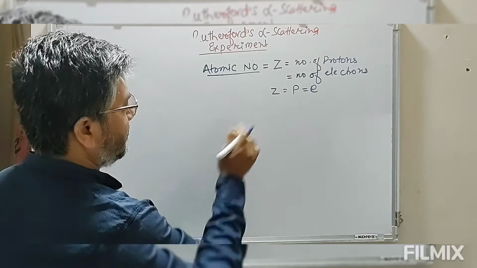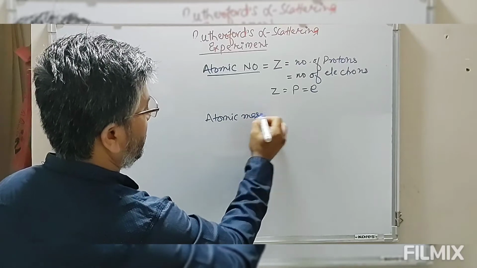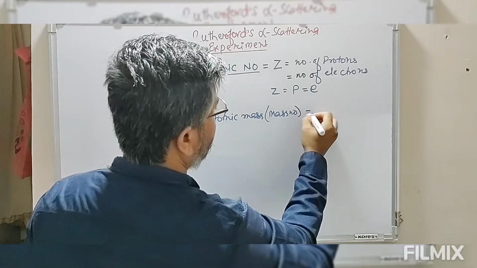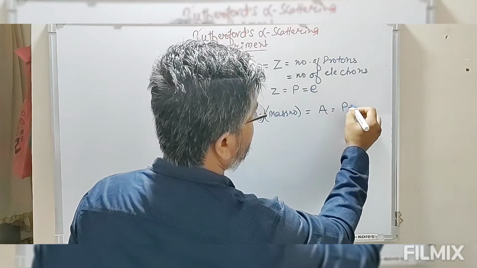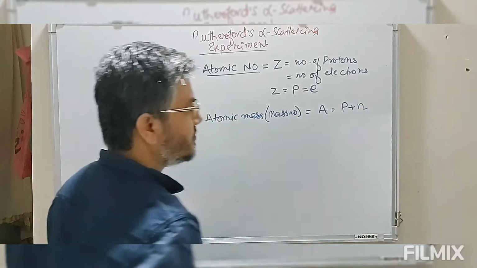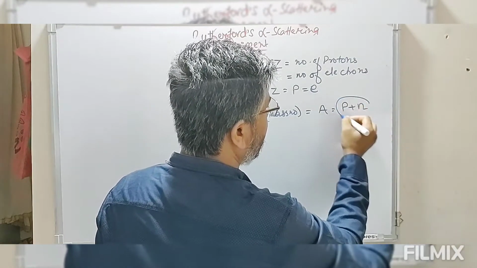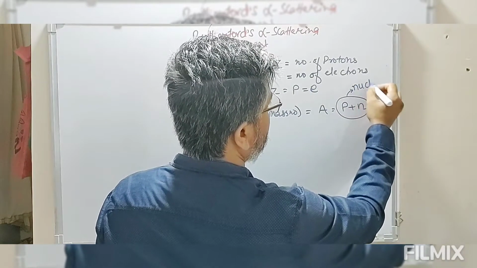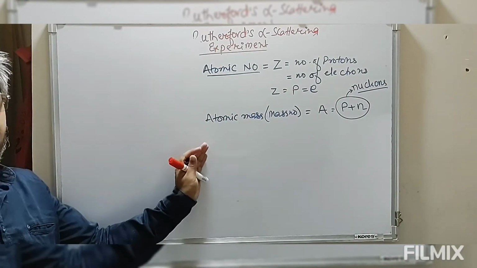Then atomic mass, also known as mass number. This mass number is defined by the symbol A. So this mass number A is equal to the number of protons plus the number of neutrons. The total number of protons plus neutrons present inside the nucleus is known as the mass number or atomic mass. The protons and neutrons present inside the nucleus are also known as nucleons. So the total number of nucleons, meaning protons and neutrons present inside the nucleus, is defined as the atomic mass.